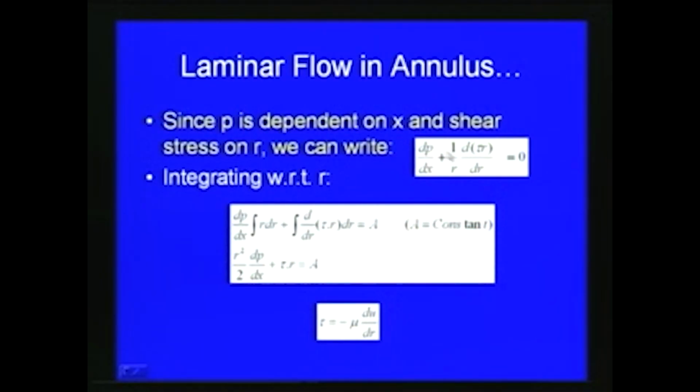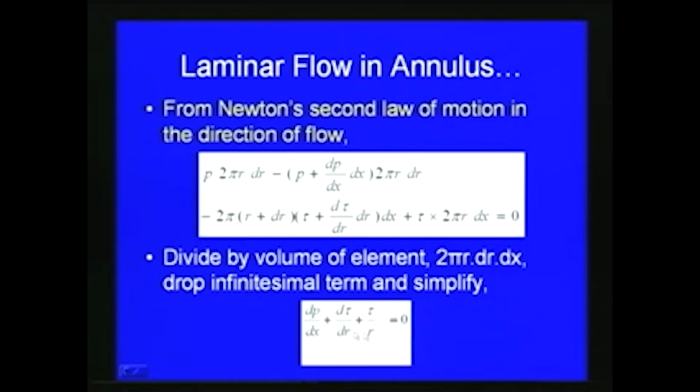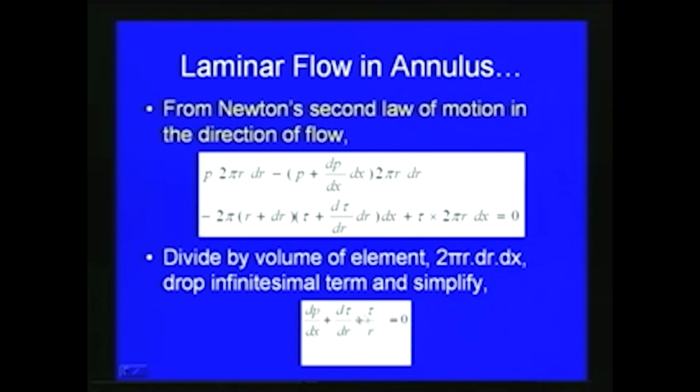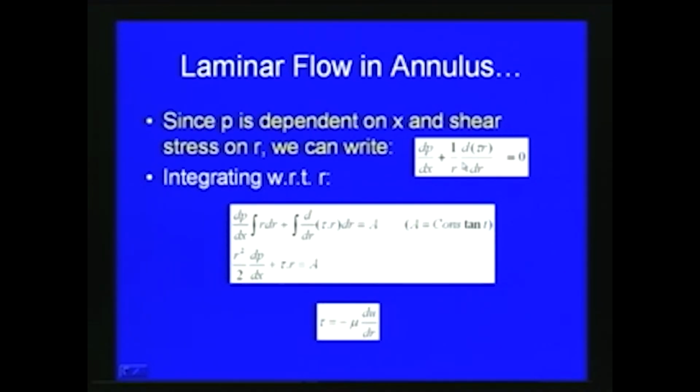Now P is dependent on x and shear stress on r. The earlier equation we can write as dP by dx plus 1 by r into d (tau r) by dr is equal to 0. This we can integrate with respect to r to get an expression. If we integrate, dP by dx integral r dr plus integral d by dr of (tau into r) dr is equal to A, where A is a constant.